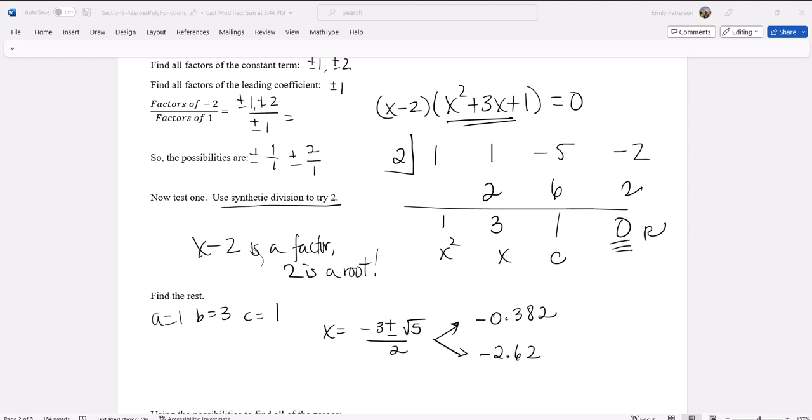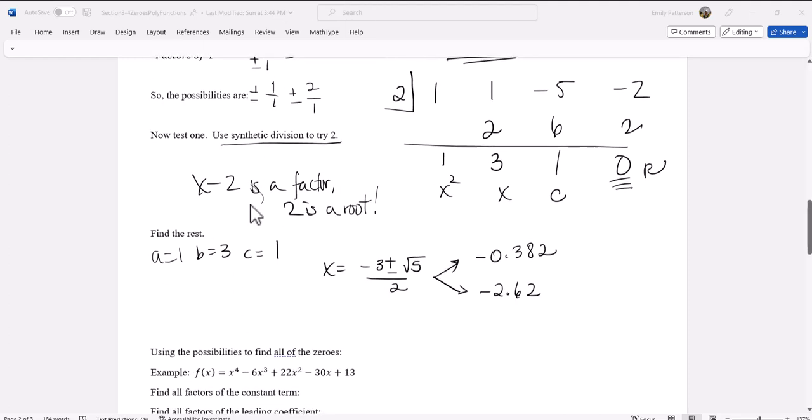And those are the actual numeric value approximations, so you can look at them on the graph. So we have all 3 roots. So don't forget this, okay? So let's look at the next one.